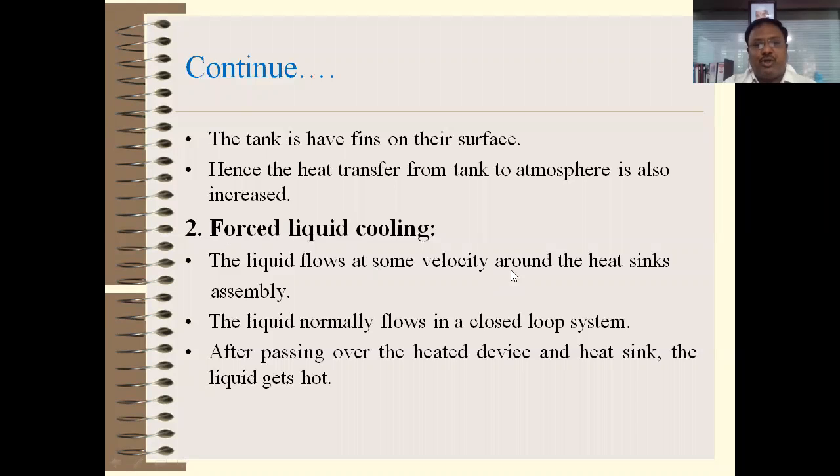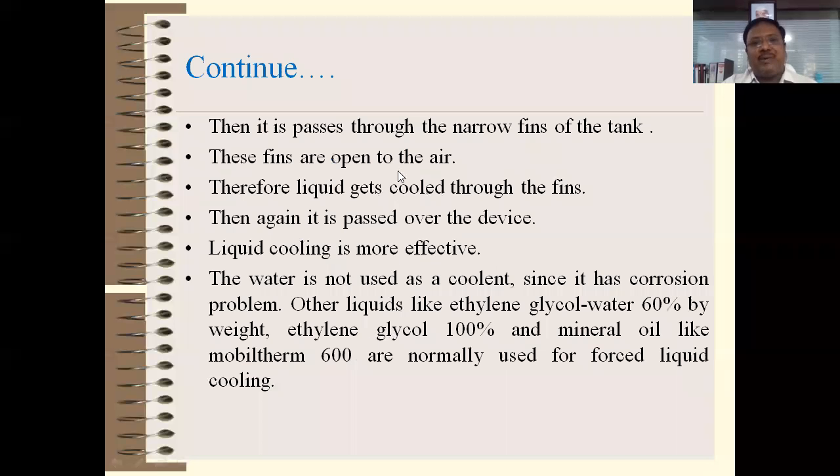So the liquid flows at some velocity around the heatsink assembly. The liquid normally flows in a closed loop system. After passing over the heated device, the heatsink, the liquid gets hot. Then it passes through the narrow fins of a tank. These fins are open to the air. The liquid passing through the heatsink fins gets heated by the hot fins. Then that liquid is open to air, so it gets cooled down, and again is sent back to the heatsink or heatsink fins.